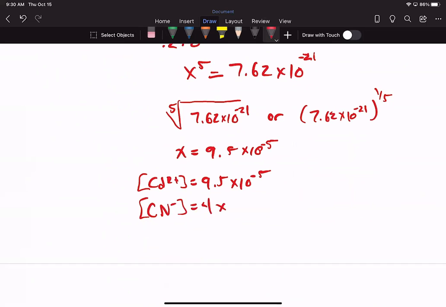Equals 4 times that amount. 4 times 9.5 times 10 to the minus 5. And whatever value that comes out to be, 3.8 times 10 to the minus 4, something like that, right? So we can figure out those concentrations there.